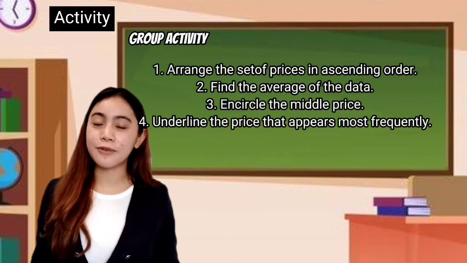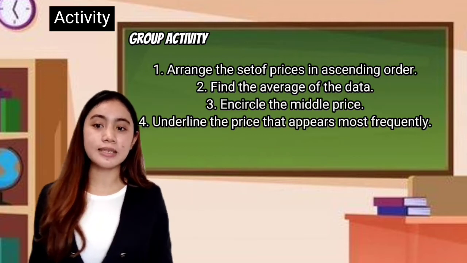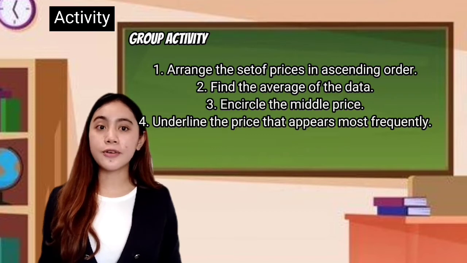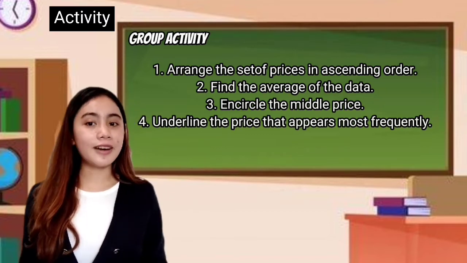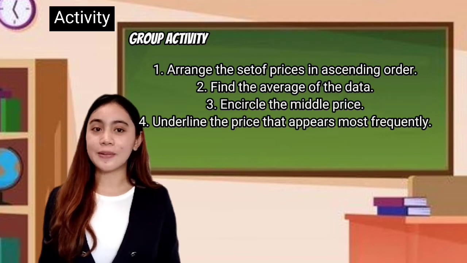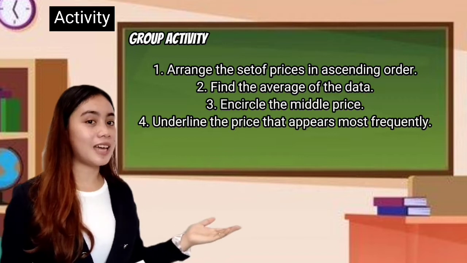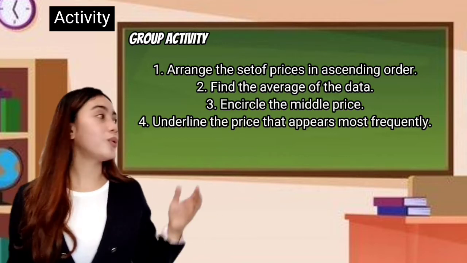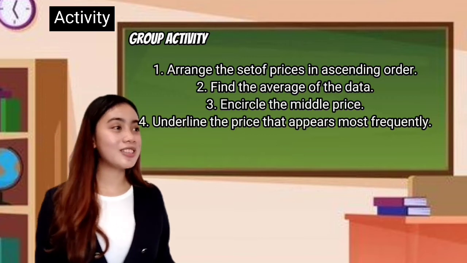So you are to do the following. So number 1, you are to arrange the set of prices in ascending order or from lowest to greatest. For the number 2, you are to find the average of the data. For the number 3, you are to encircle the middle price. And for the fourth one, you are to underline the price that appears most frequently. Am I understood, students?